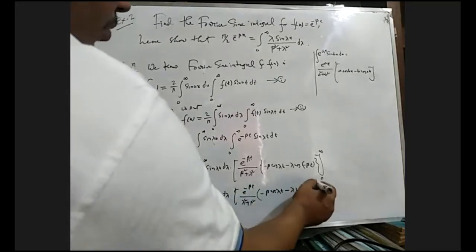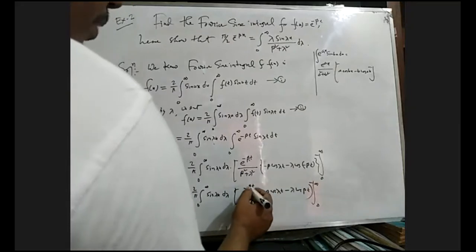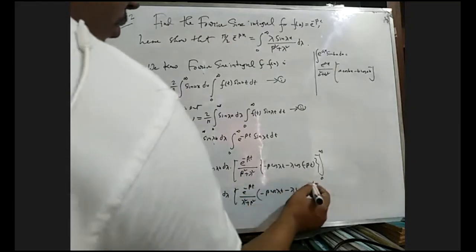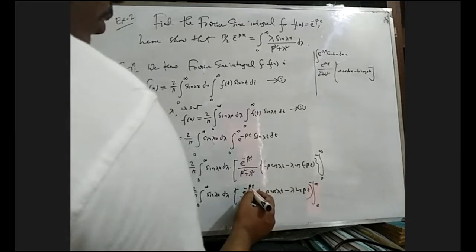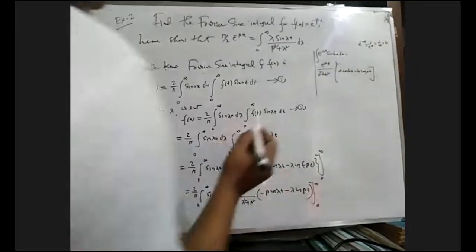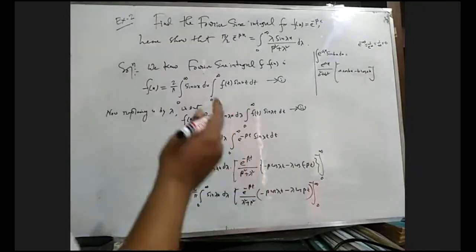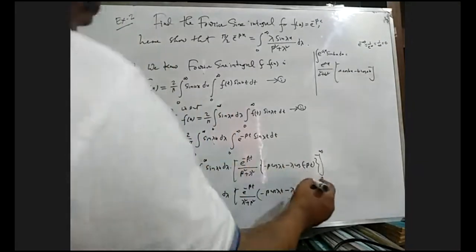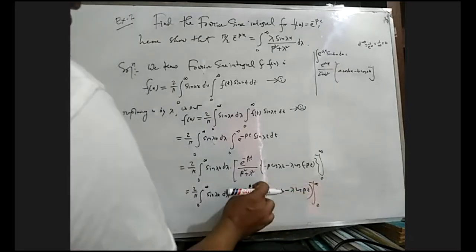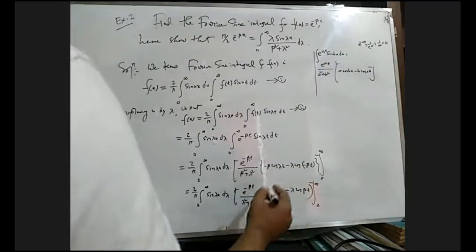So if we put the upper limit t equals infinity here, we get e to the power minus infinity. E to the power minus infinity means 1 by e to the power infinity, which is 1 by infinity, which means 0. This is why it becomes whole 0.